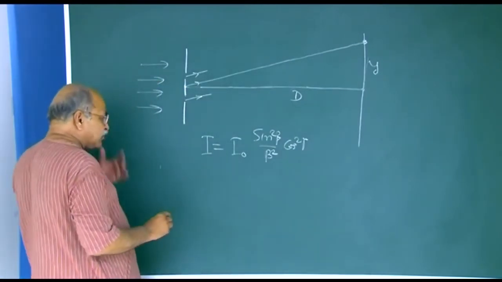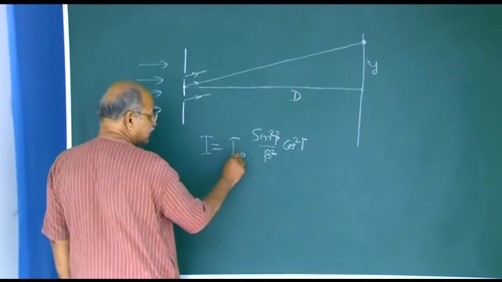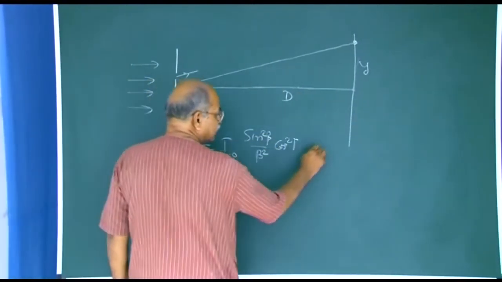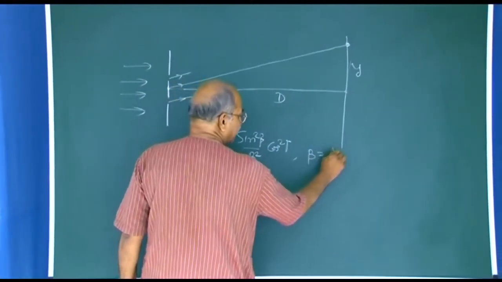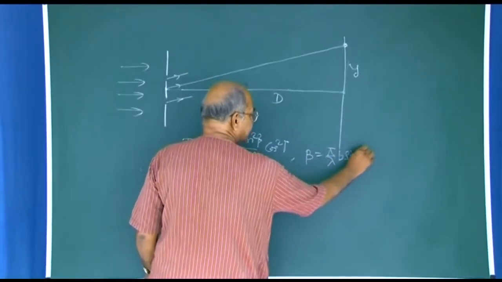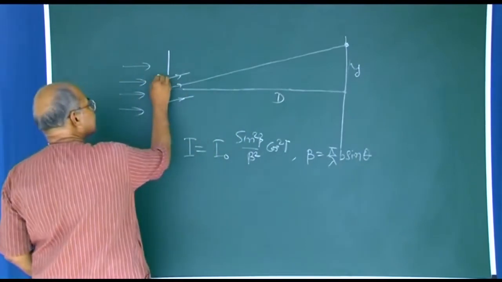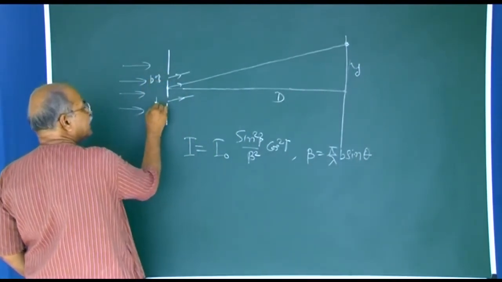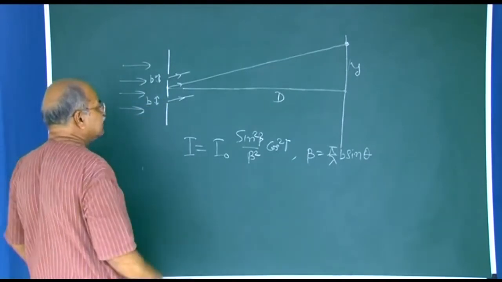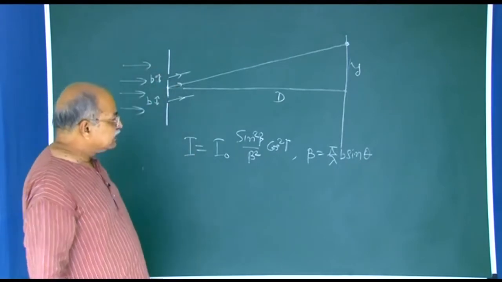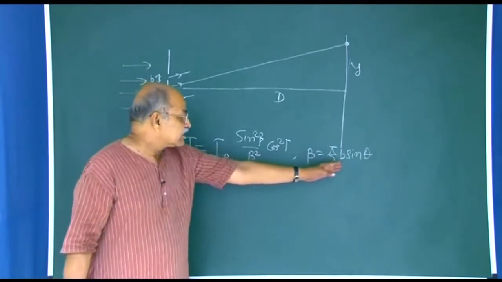I have already told you what this I0 is, the intensity at the central point. Beta, I have already told you, is pi over lambda b sine theta, where b is the slit width, assuming both the slits are of the same width. So the width of any of these two slits is b, and from there you construct this beta.